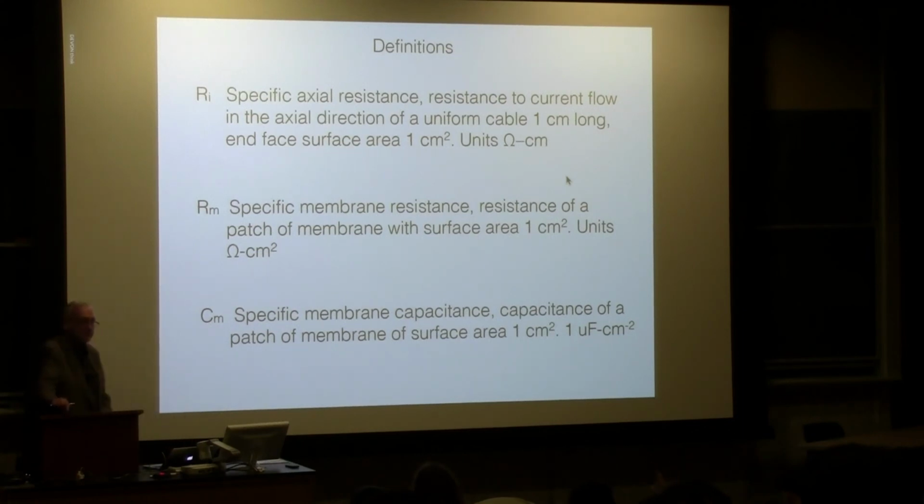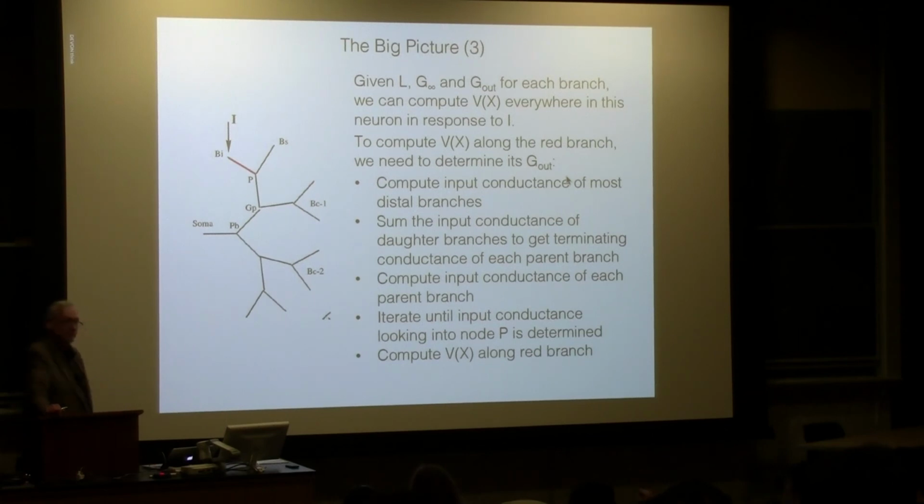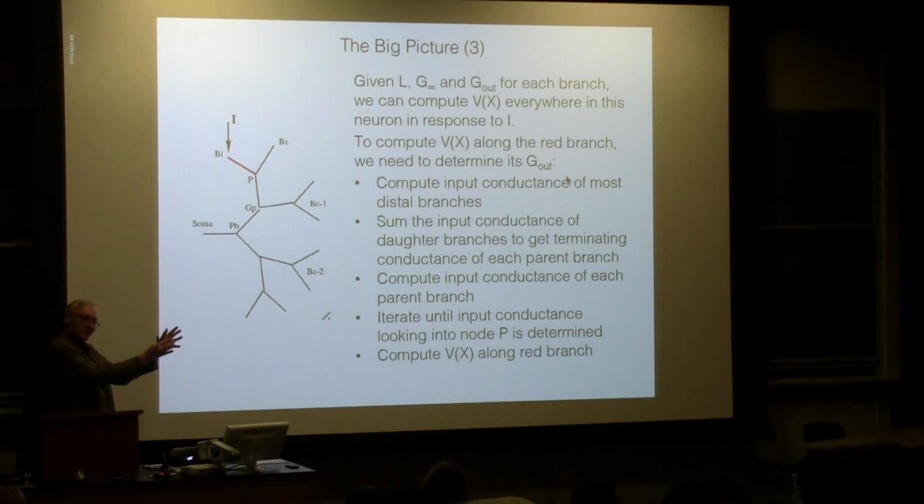Yes? Could you go to the last slide? Mm-hmm. So for that red segment, would G out be where the BI is or where the P is? It's both of them. We're kind of sitting at the end of that dendrite, looking into the world that terminates that dendrite. And what we see is this tube, and we see this tube. And so the output terminating conductance here is the input conductance of this tube plus the input conductance of this tube and everything else that's attached to it.